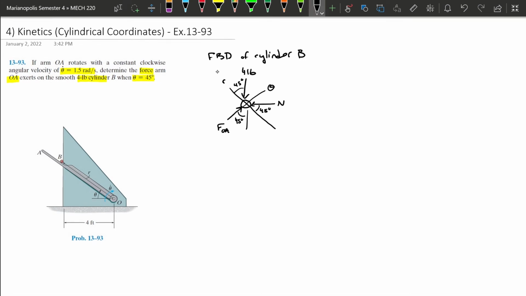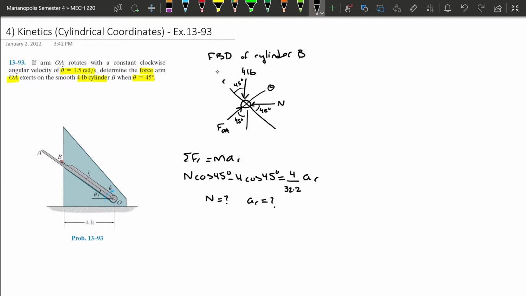If you start looking at our sum of forces, right? We're just gonna have the sum of forces in the r direction equal to m a_r, and I know that is N cos 45 minus 4 pounds cos 45 degrees equal to the mass here. We want slugs, right? So we divide 4 by 32.2, and then multiply by a_r. So here we don't know what N is, and we don't know what a_r is, right?